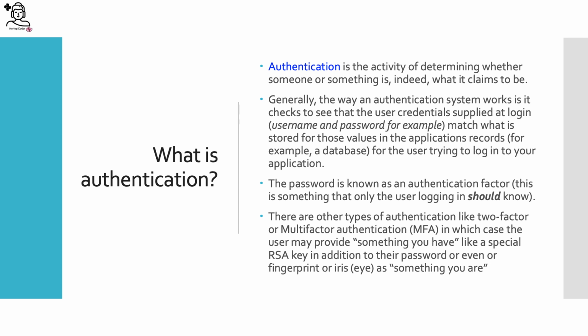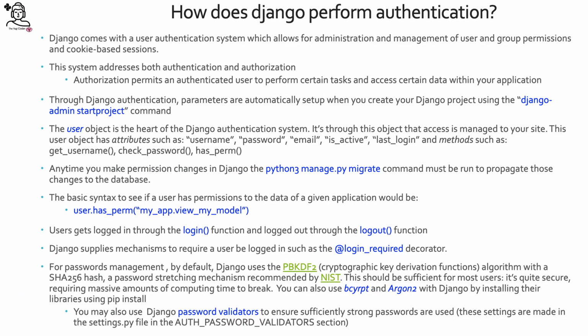There are other types of authentication factors like two-factor or multi-factor. You might have heard of MFA, in which case the user may provide something they have or something they are, like an RSA key or a token or fingerprint or their iris or something like this, their head shape. There's all sorts of different things coming out now. So before we customize the authentication in Django, let's understand how it works natively.